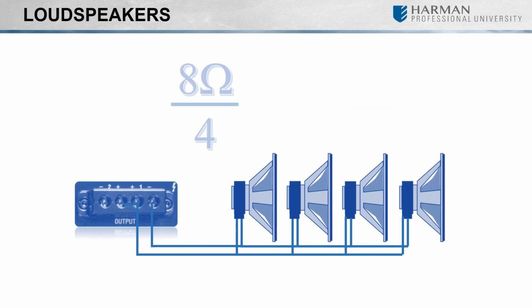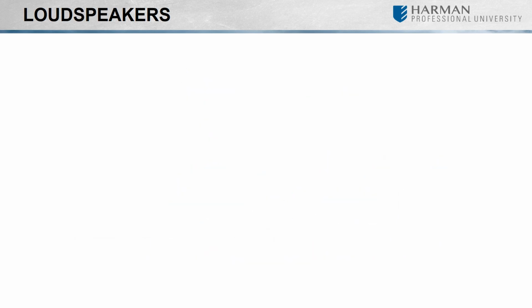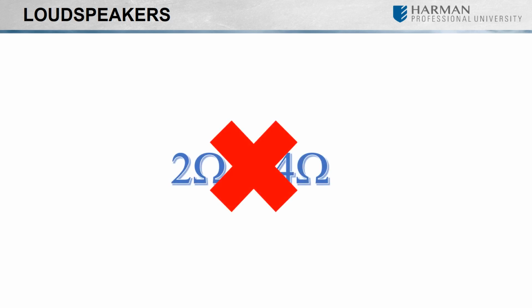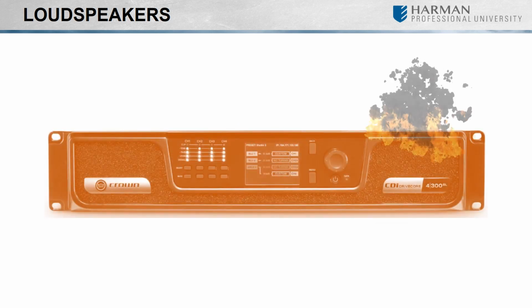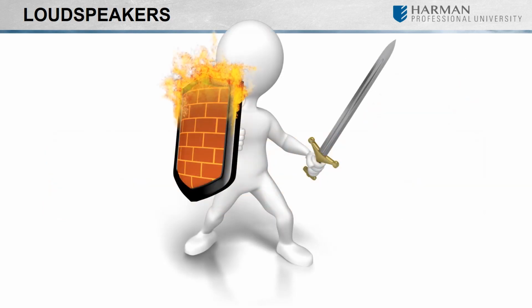Adding a fourth will lower the total impedance to 2 ohms, and a fifth will lower it to 1.6. As we attempt to add more speakers, we are dropping the total impedance lower than what a lot of amplifiers can handle. That in turn causes the amplifier to create more heat internally and could possibly even catch on fire. Thankfully, many amplifiers today have impedance monitoring circuits that will just shut the amp down if it sees too low of a load.